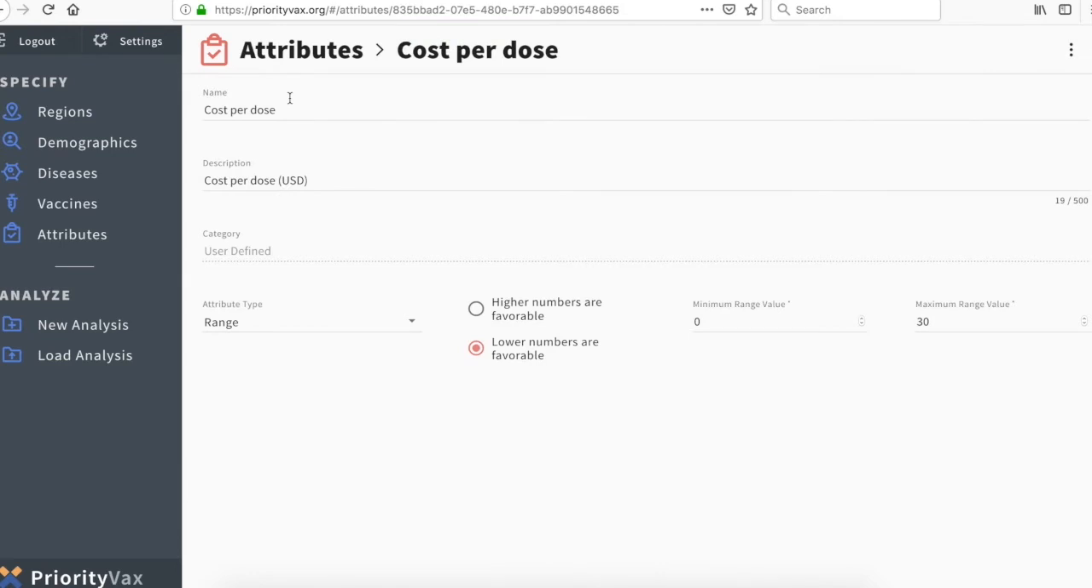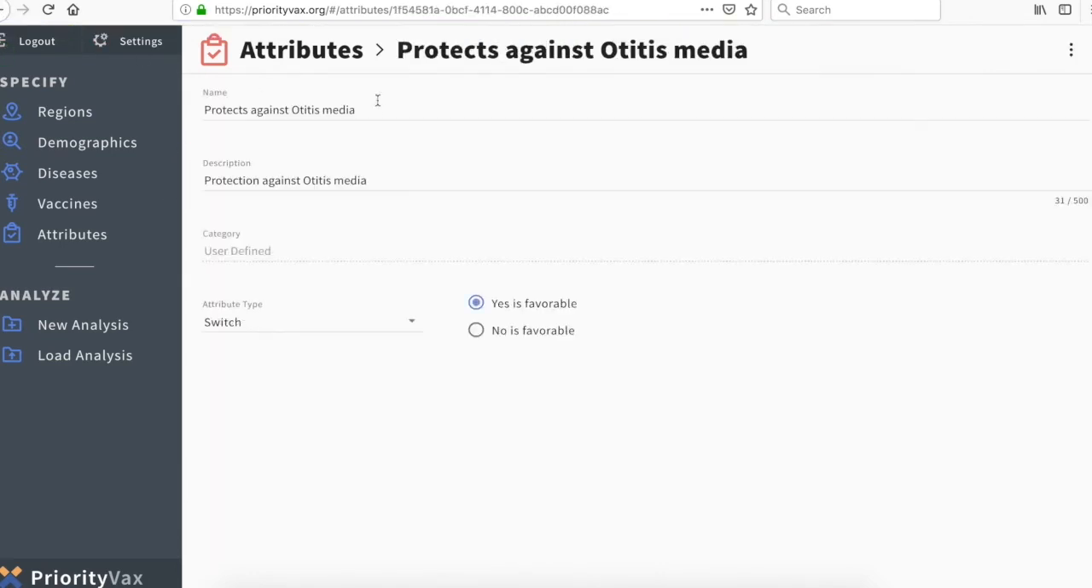The cost per dose is the price in US dollars. And all of these contrast with a 5-point Likert scale that was used in the Uganda use case video, because they're on a natural scale, i.e. the observed units, and they also differ from another sort of attribute, which is a binary, for example a yes-no question, as is the criterion for the protection against otitis media.